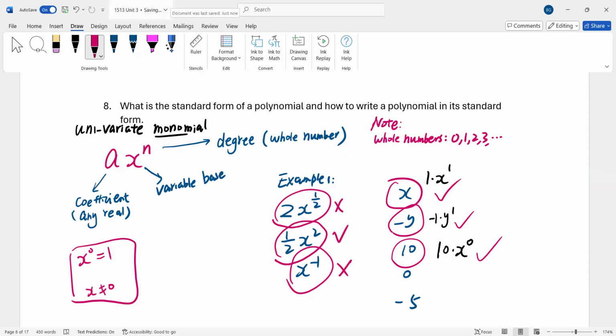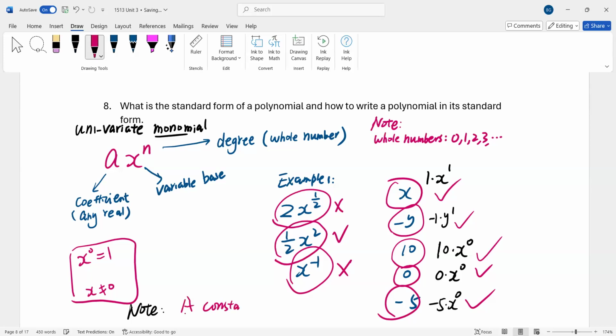Then similarly, this is also a monomial because we can write it as 0 times x to the power 0, right? And the number 0 is also a monomial with degree 0. Similarly, number 95. This is also a monomial because we can write 95 as 95 times x to the power 0. So I can conclude here, very important, a constant term. Constant term means just a single number, right?